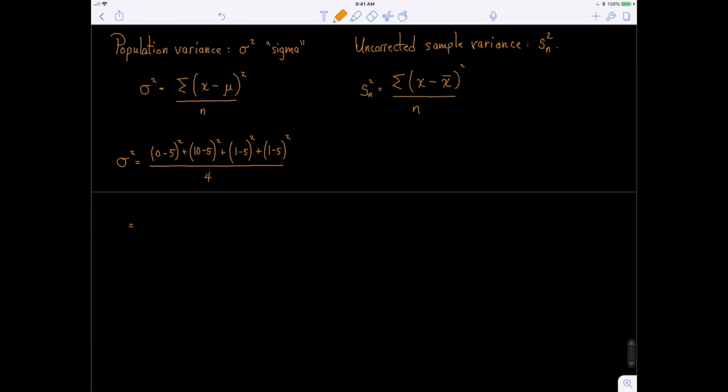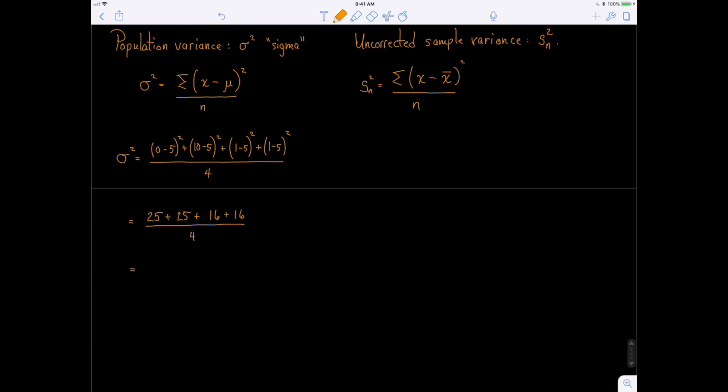So let's finish this out. So that's 0 minus 5 is negative 5. We square it to get 25. 10 minus 5 is 5. We square it to get 25. 1 minus 5 is negative 4. We square it to get 16, and then another 16. So we're going to add all of that up. We'll divide that by 4. So that's going to be 50 and 32, that's 82 divided by 4. That's going to be 20.5. Let me correct that.